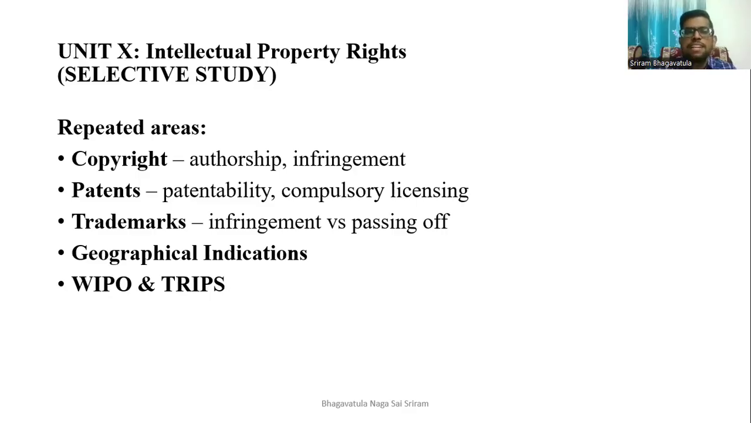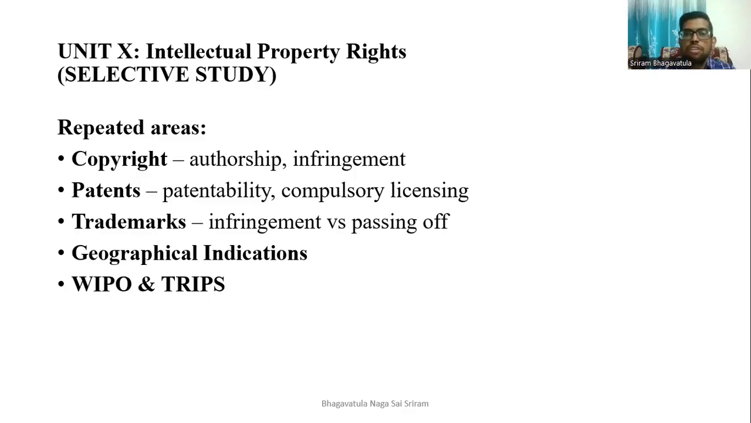Next one is patents. What can be patented, what cannot be patented, compulsory licensing. For example, during COVID time, we got vaccines through emergency approval. So whether it is compulsory licensing, whether it is patented, or evergreening of patents, all of this is very important. Next one is trademarks. What is infringement? What is passing off? What are the remedies for this right recognized under civil law? And what is a common law remedy? All of these things are very important.